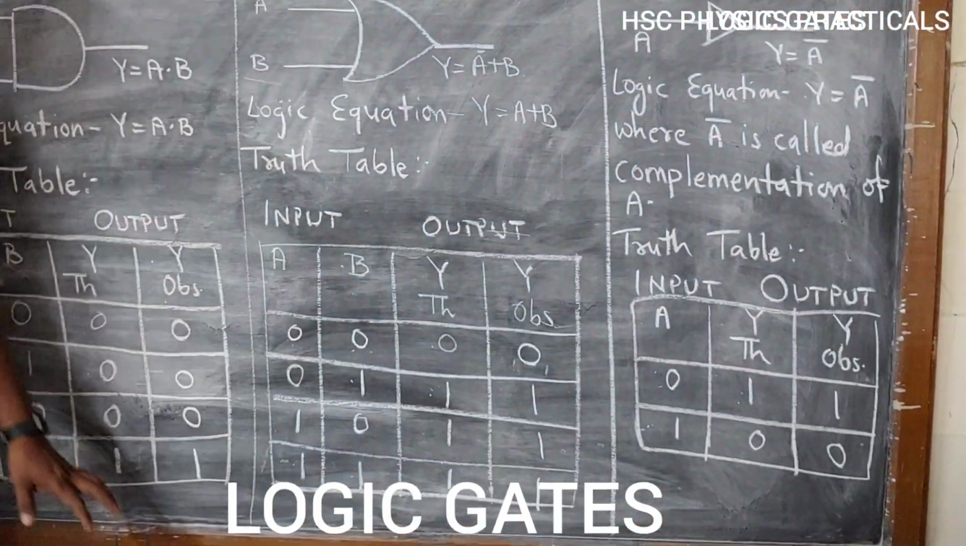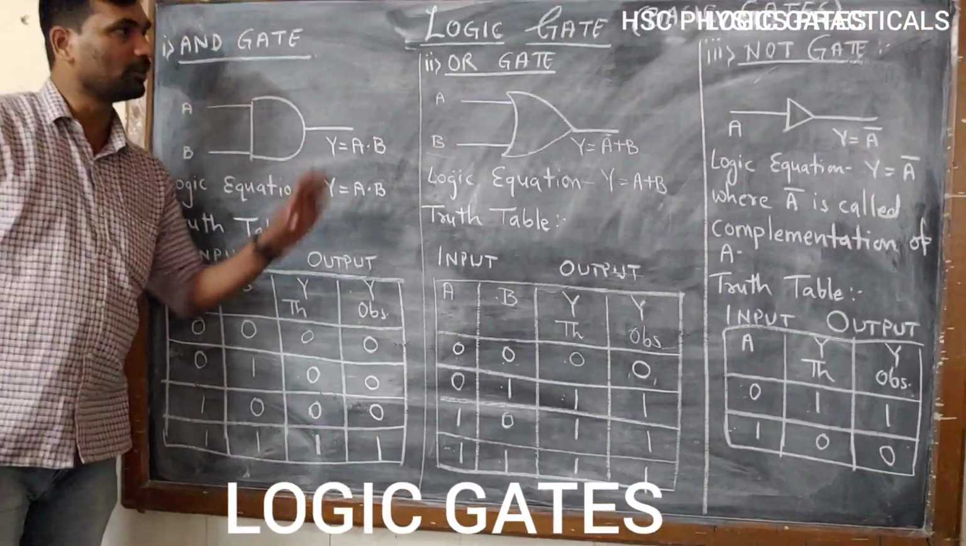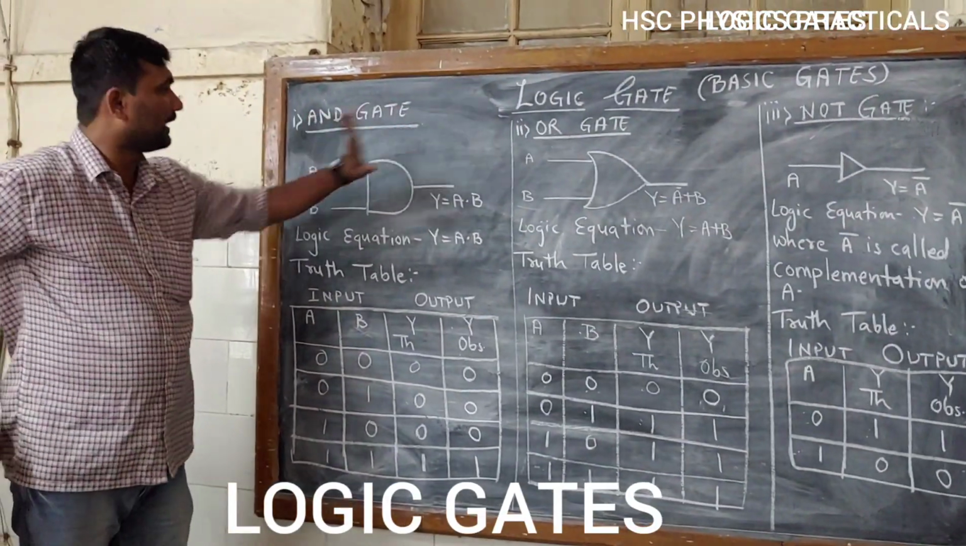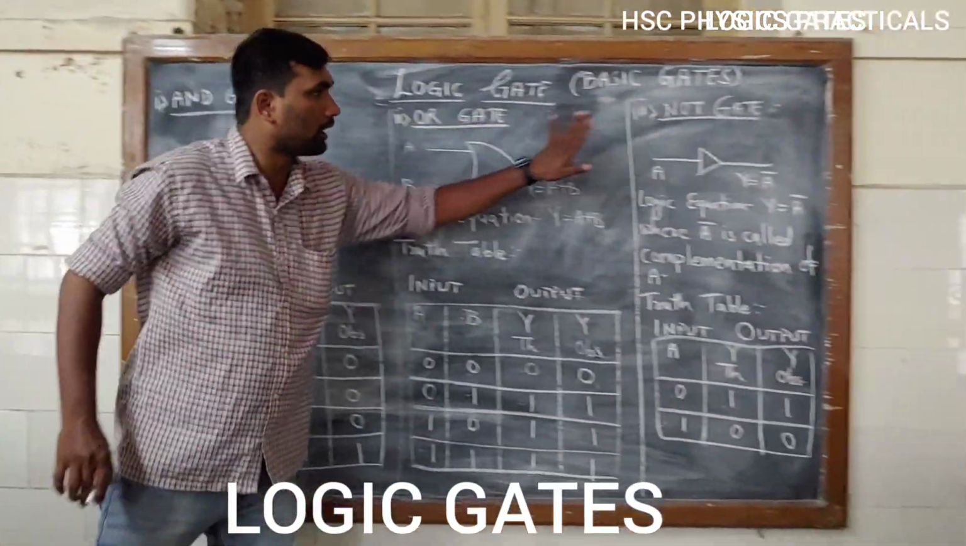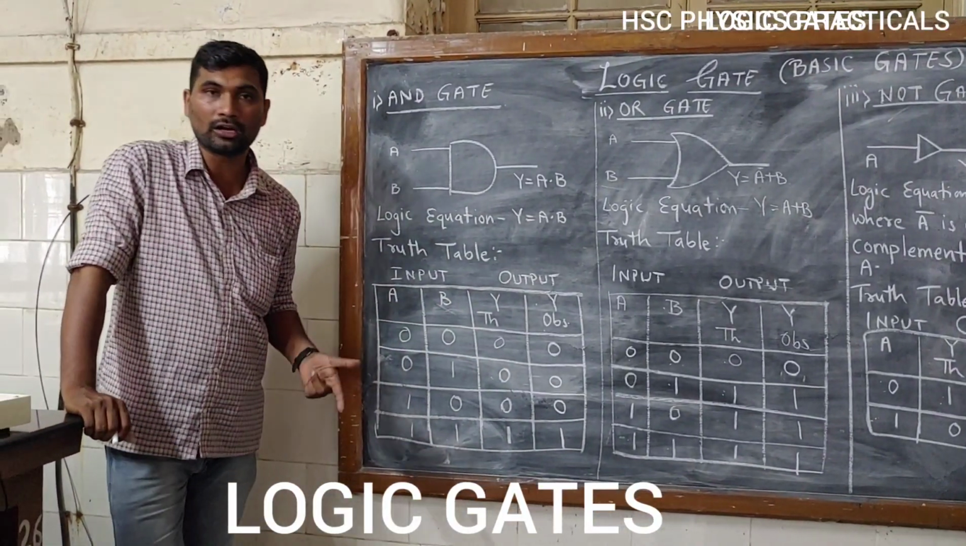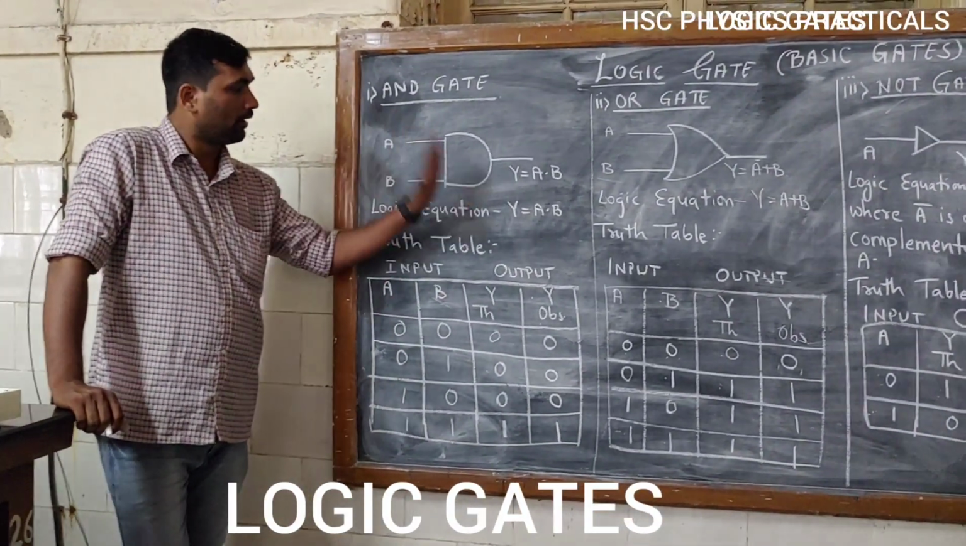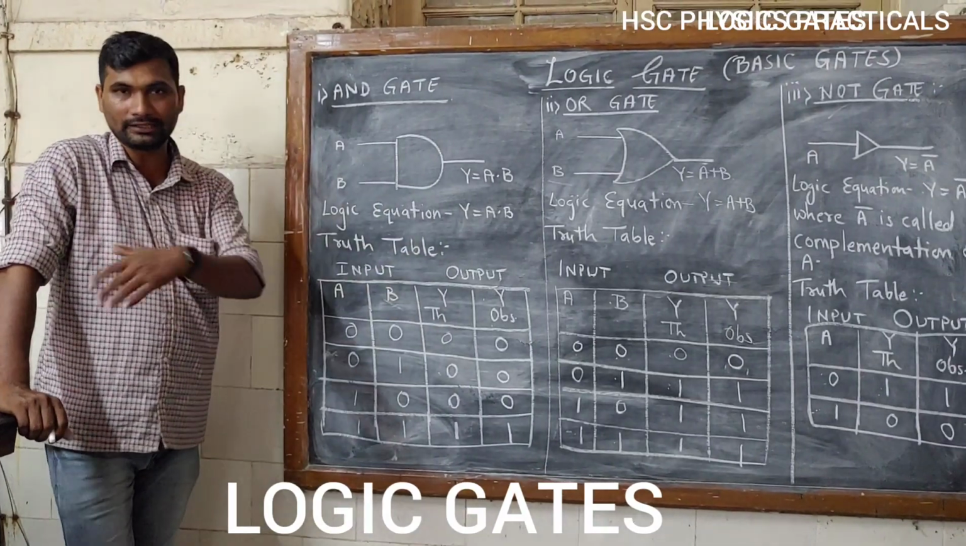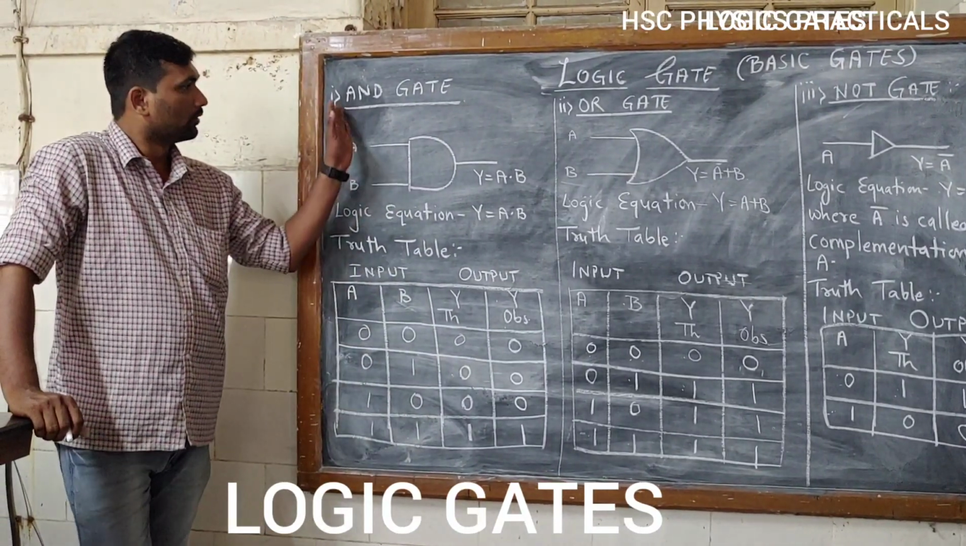Okay, so this completes your basic gates. About the logic gates, there are 3 basic gates, AND, OR, NOT. And the remaining 2 gates are there, which is NAND and NOR. They are the building blocks. Okay, we will do it in the next video.